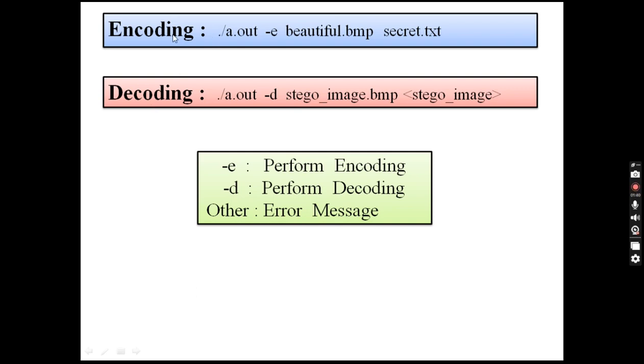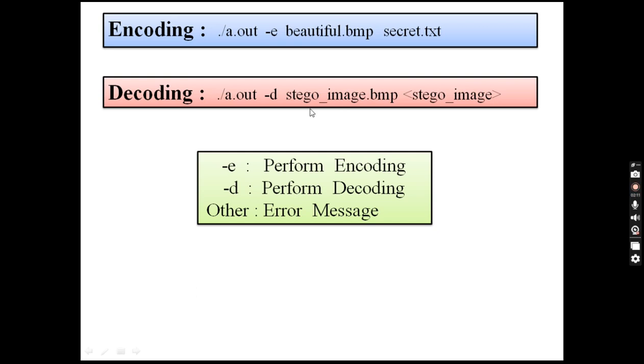If you want to perform encoding, we have to give ./a.out followed by -e, then the file name, that is beautiful.bmp, and then secret.txt. This is the text file which we want to encode into a .bmp image. So this data we are going to encode into beautiful.bmp. After encoding the data into beautiful.bmp, we are going to create a stego image.